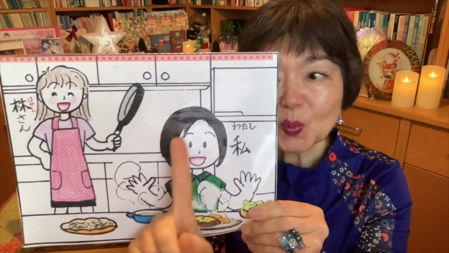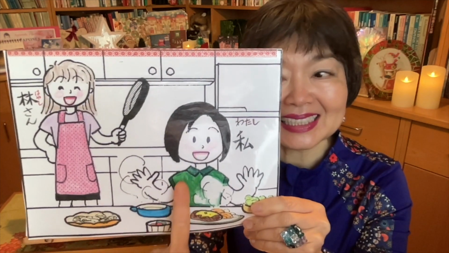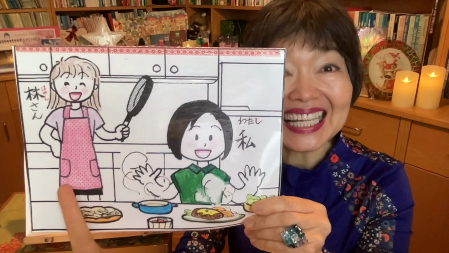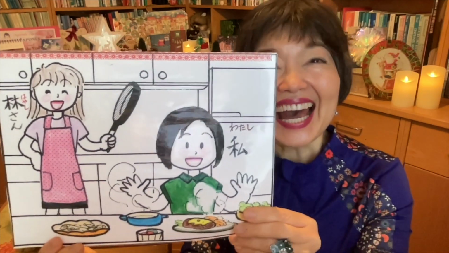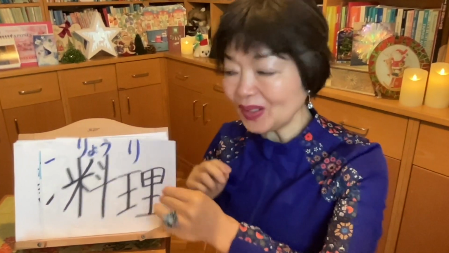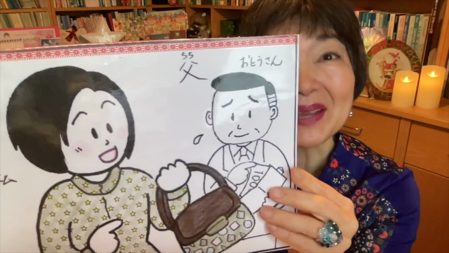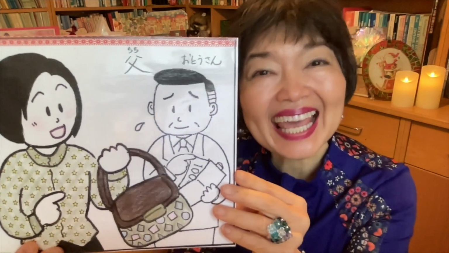This girl with a black short hair, this is me. And this is a friend, 林さん。林さん cooked for me. 林さんに料理を作ってもらいました。林さんは料理を作ってくれました。My father bought me a handbag.